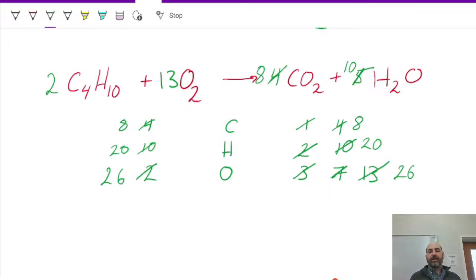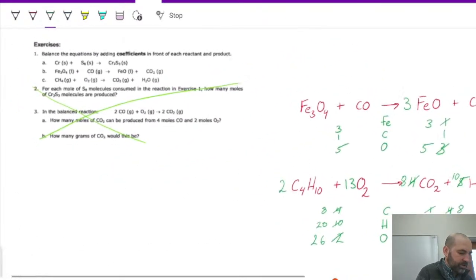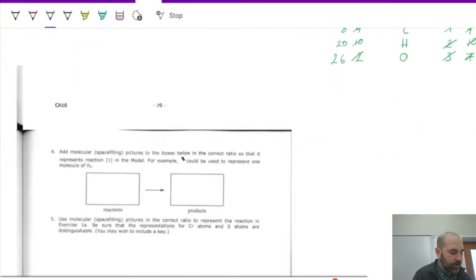So this is telling us that every 2 butane molecules require 13 oxygen molecules to do a full reaction, and then they're going to produce 8 molecules of carbon dioxide and 10 molecules of water. All right, so you can practice those a little bit more here. One of the examples is one we did together, but there's a couple more.